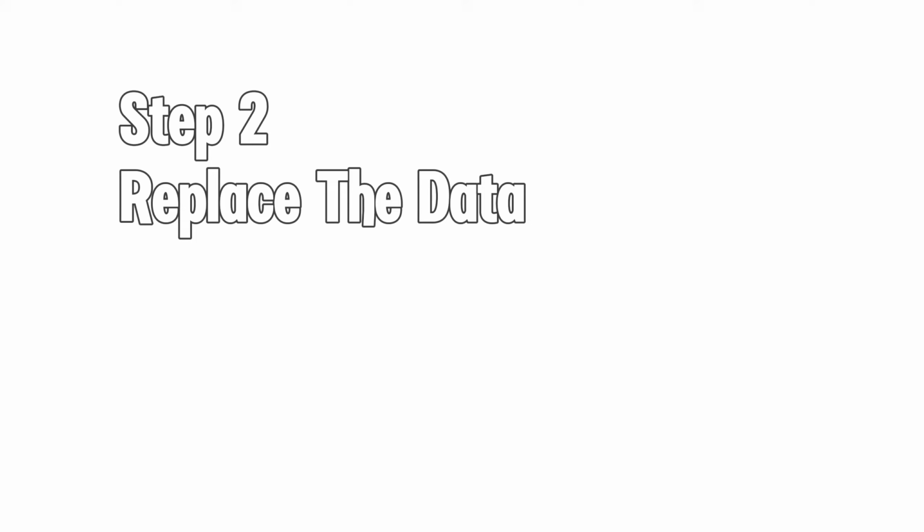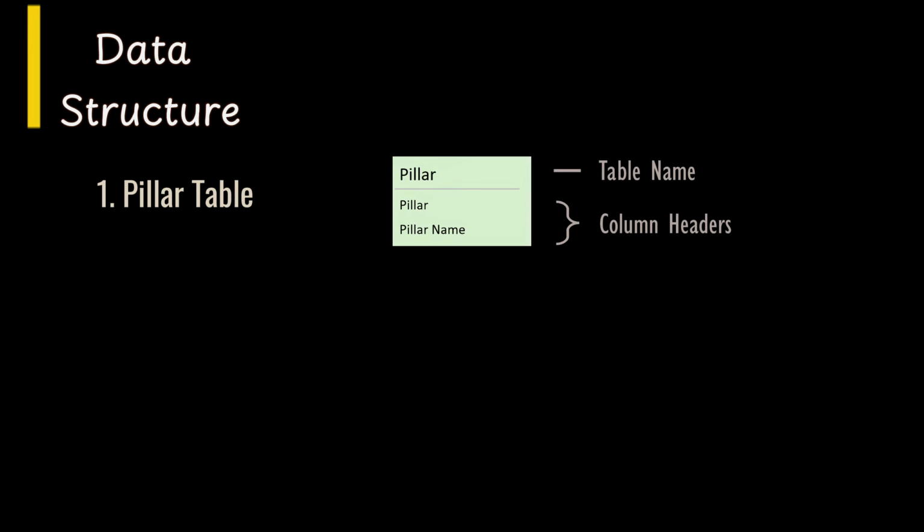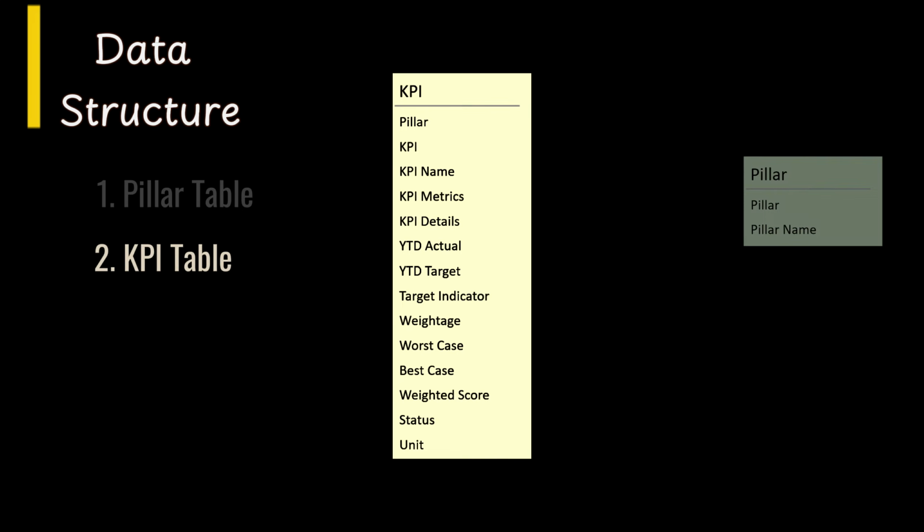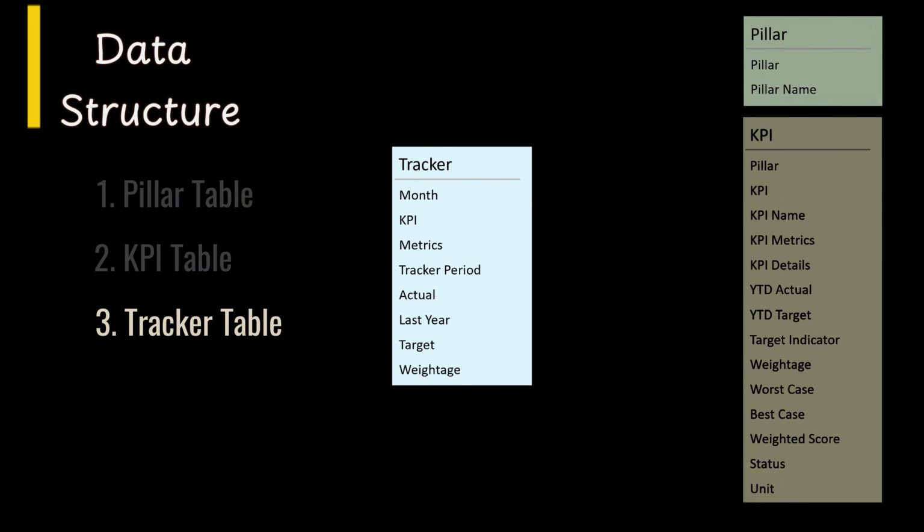Step 2. Replace the dataset. Before getting to the Excel dataset, here's a quick overview of the data structure. The first data table, pillar, contains basic pillar information like pillar names and IDs, which link KPIs to their categories. The next table, KPI, lists the KPI details, including KPI name, metrics, year-to-date actual, target, weightage, score, and the best and worst case. The last table, tracker, tracks the monthly or year-to-date actuals, targets, weightages, and metrics.